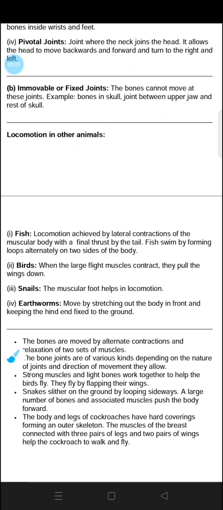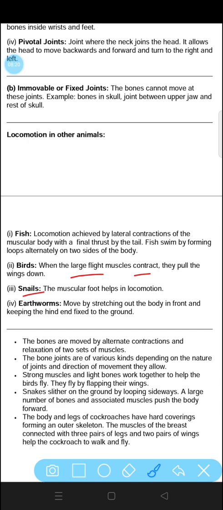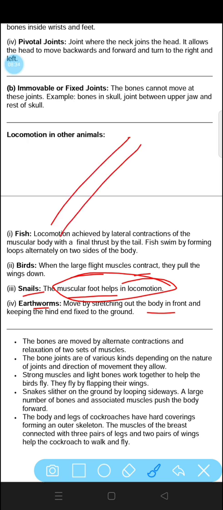Next is birds. When the large flight muscles contract, they pull the wings down. Their muscles first contract, then relax and they pull down. Next one is the snail. The muscular foot helps in locomotion. Earthworms move by stretching out their body in front and keeping the hind end fixed to the ground. They keep half their body on the ground, then they move the next part.